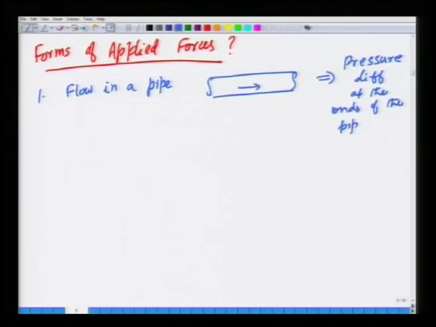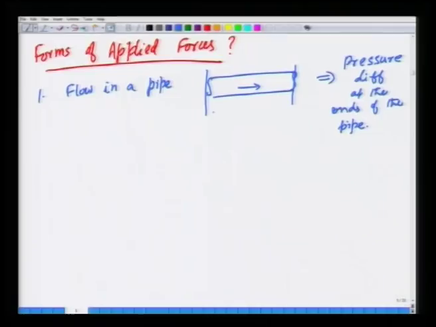Pressure is nothing but force per unit area. We will describe or define pressure formally as we go along, but from your basic knowledge in physics or chemistry, you will know that pressure is force per unit area. So, there is a pressure difference across the length of the pipe, which is typically produced by a pump. So, this is one form of applied forces.